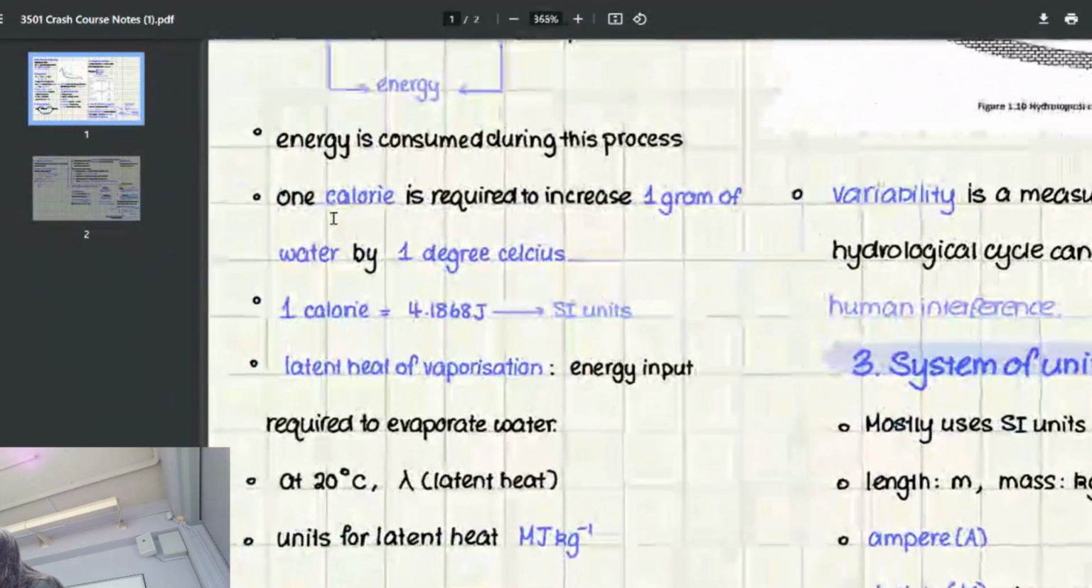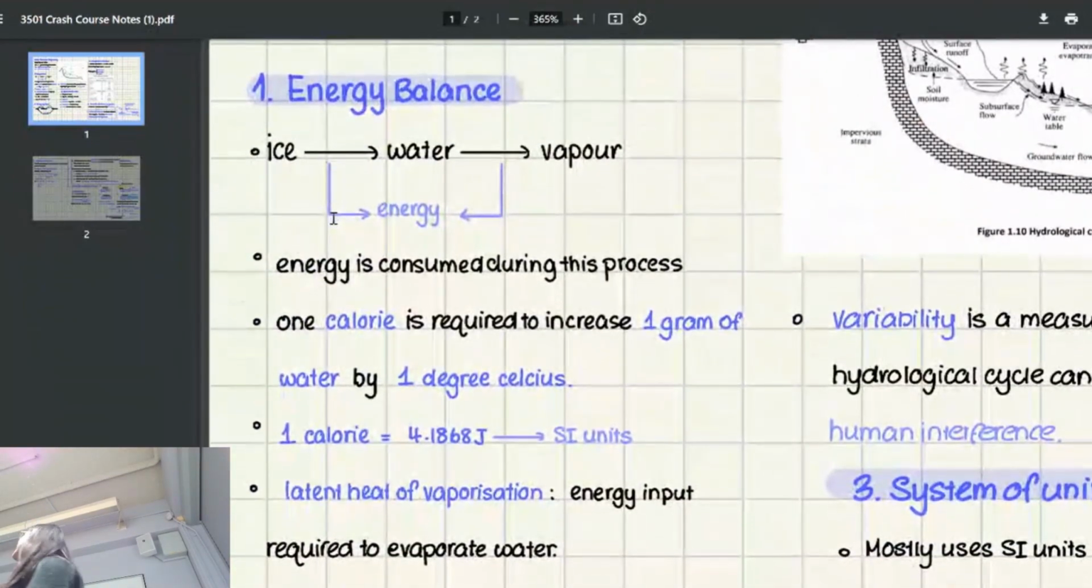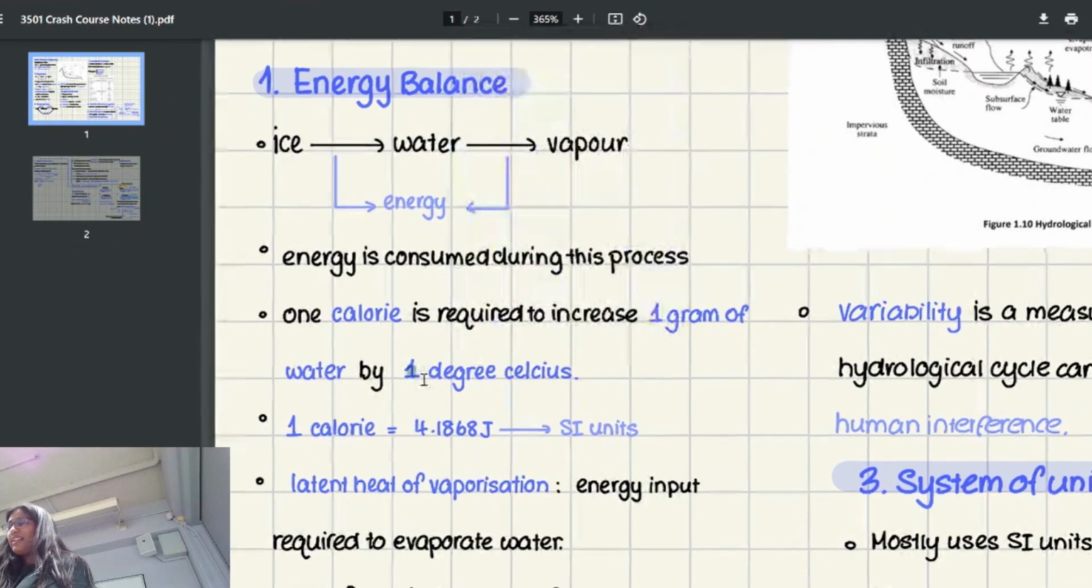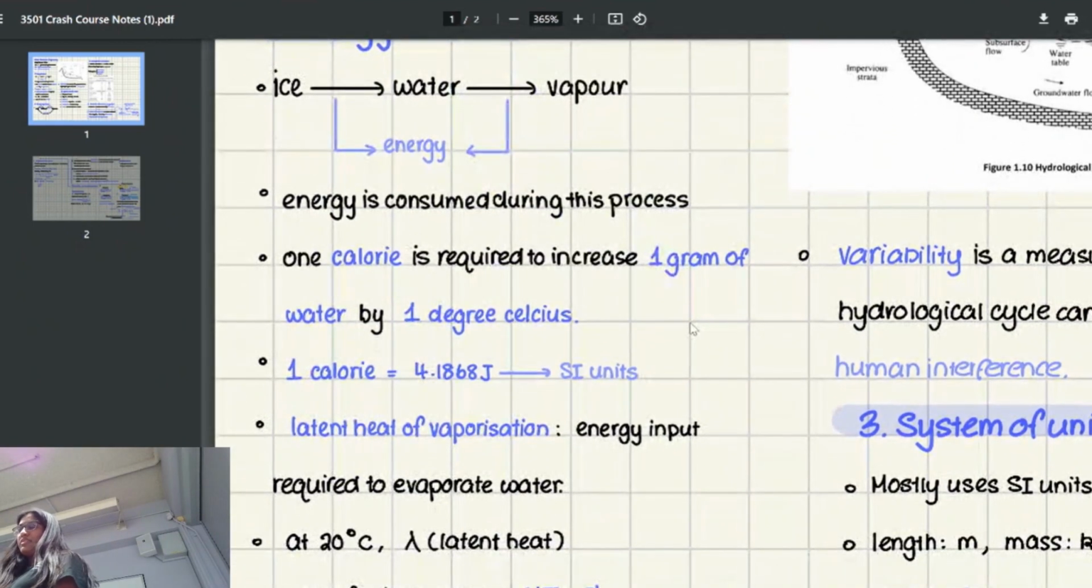Okay, so I'm just going to start with the first part, which is week 1 over here, which is energy balance. So in the simplest of terms, when water goes from solid to liquid to then vapor, that whole process requires energy input. A couple of terms that you will have to remember is calorie, which is a unit of energy. So 1 calorie is required to increase 1 gram of water by 1 degree Celsius.